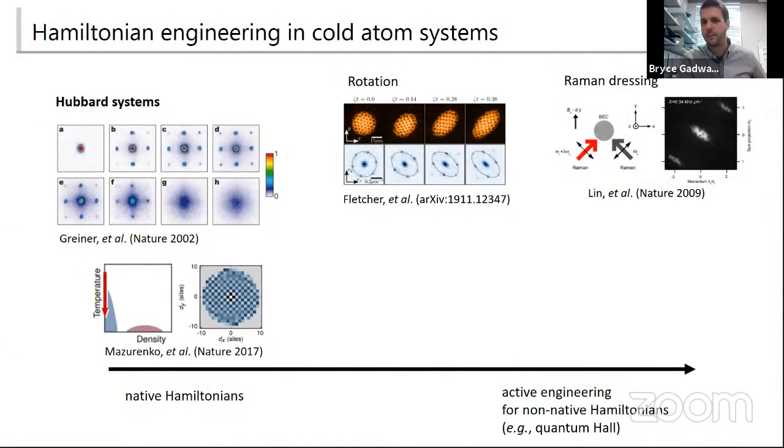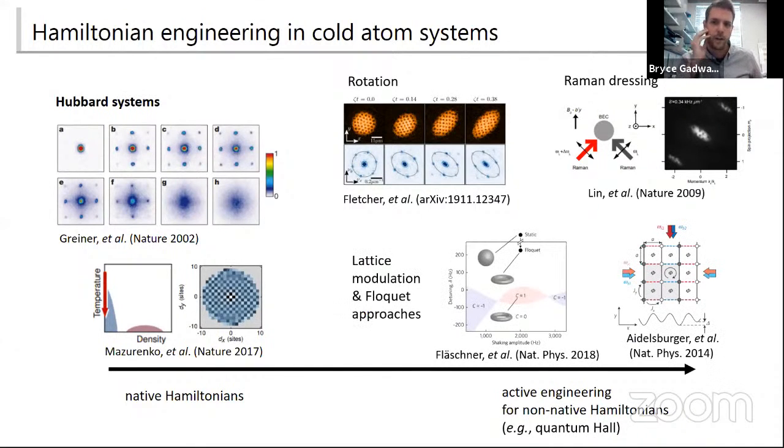Ian developed a scheme based on Raman dressing, where through really ingenious control of dressed states, one can engineer artificial magnetic fields and artificial electric fields. And more recently, people have thought a lot about modulating or driving optical lattice systems in some way to hybridize different states to get non-trivial lattice bands.